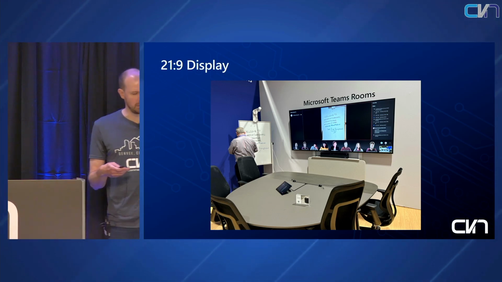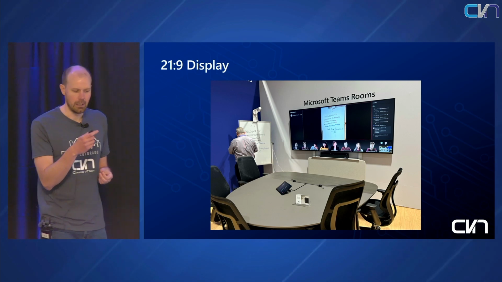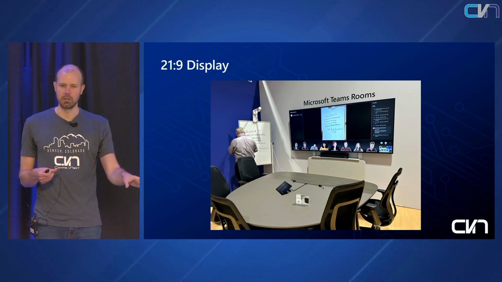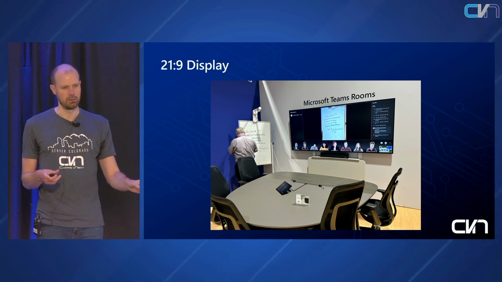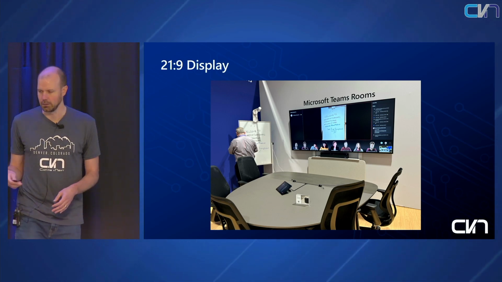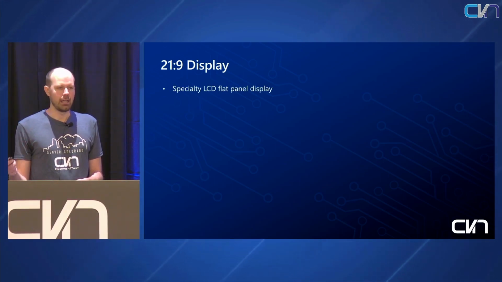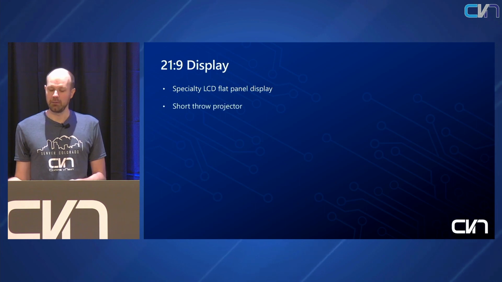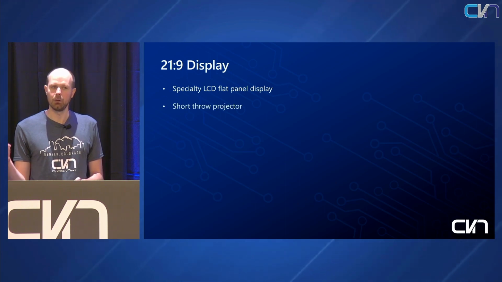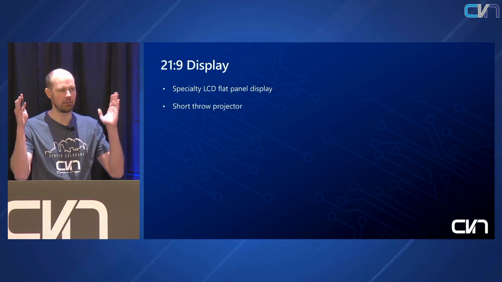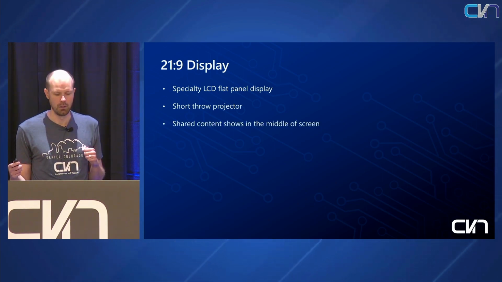You can kind of see in this scenario, we've got the 21:9 aspect ratio display, the bar solution. We have kind of a gumdrop table here where we've got 5 seats around it. It's a little bit different example, different feel. The 21:9 display can be in an LCD flat panel display format. These also will be coming out with short throw projector format, so you may not have to have a full display hanging on the wall.